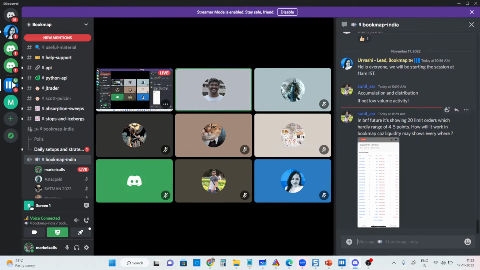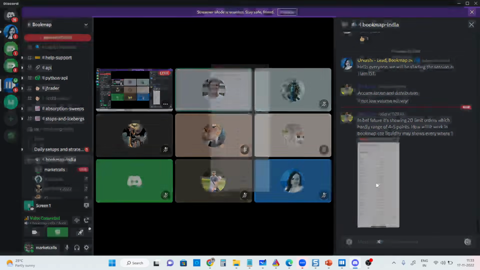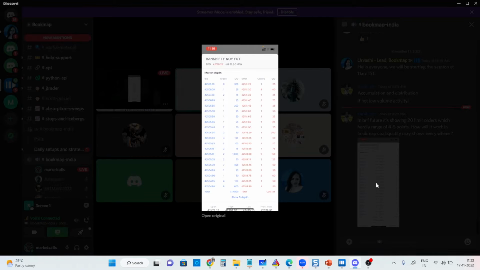So Sunil is having a question. In Bank Nifty futures, it is showing 20 limit orders, which range hardly 4 to 5 points. How will it work in Bookmap, because liquidity may show everywhere? See, of course, yes, the limit orders are going to be there everywhere because that is where the market makers are looking for the levels. They are going to chase the price. As the price moves up, they are also going to chase very close to the liquidity.